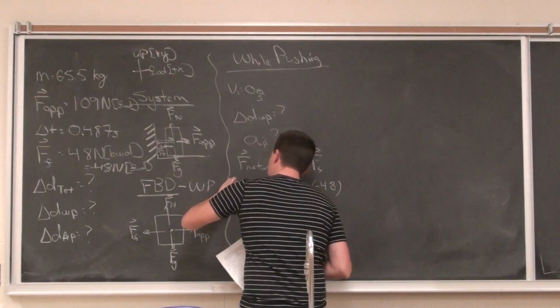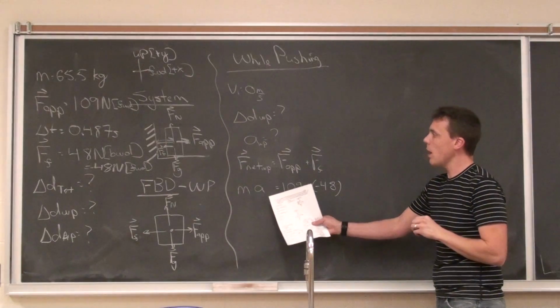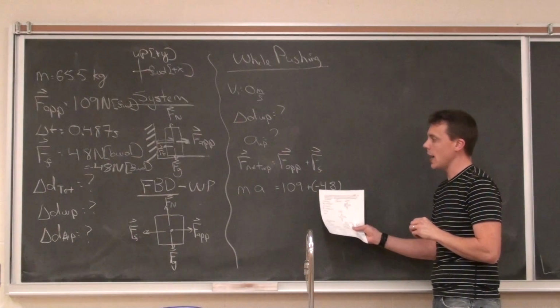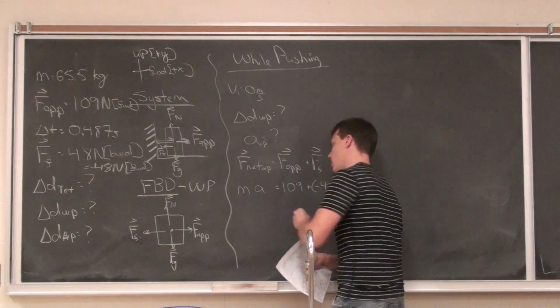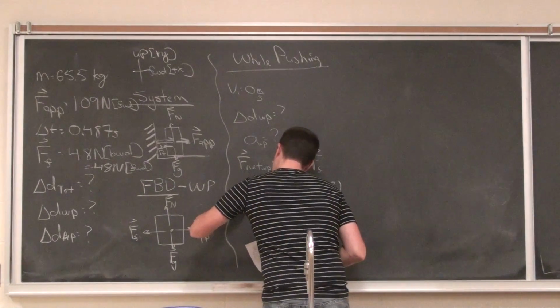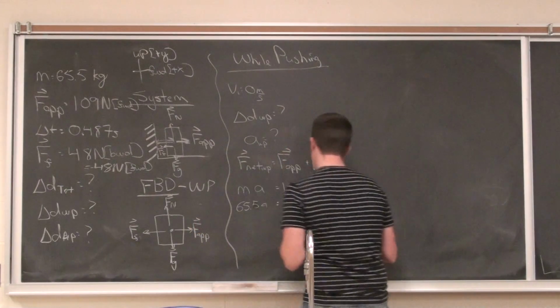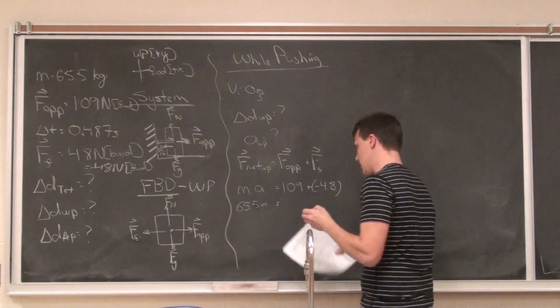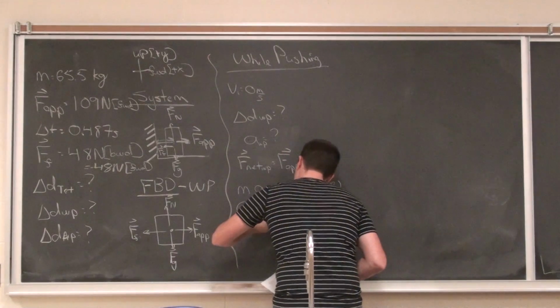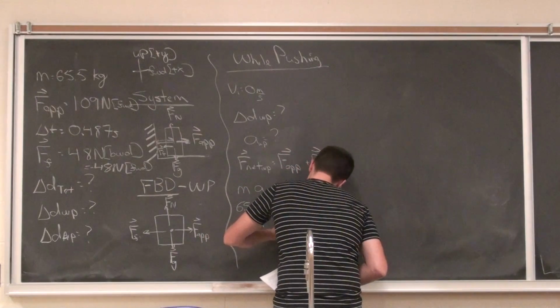At the same time, net force by Newton's second law is equal to the mass times the acceleration. So I can put mass times the acceleration. Again, I've dropped the vector sign. That means any direction I get will be in the forward direction, so I've made that assumption. So the mass was 65.5, and 109 minus 48 is 61.